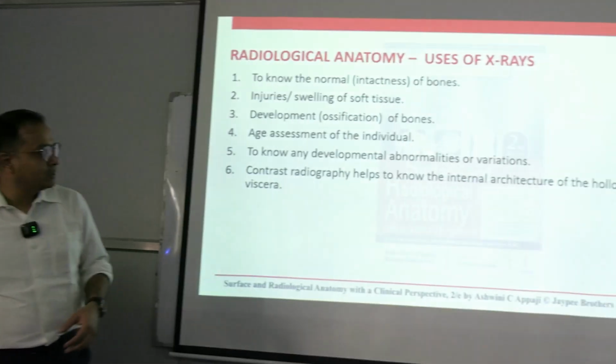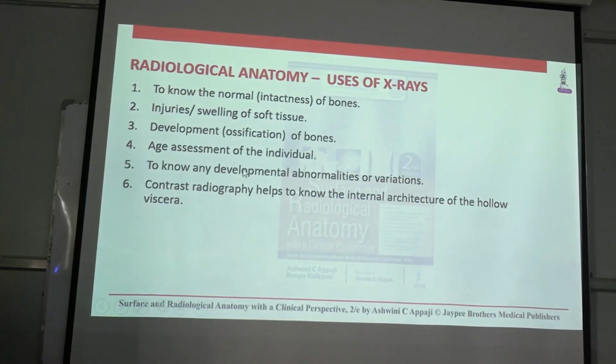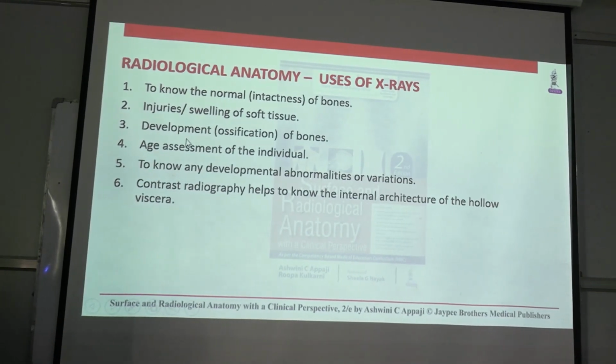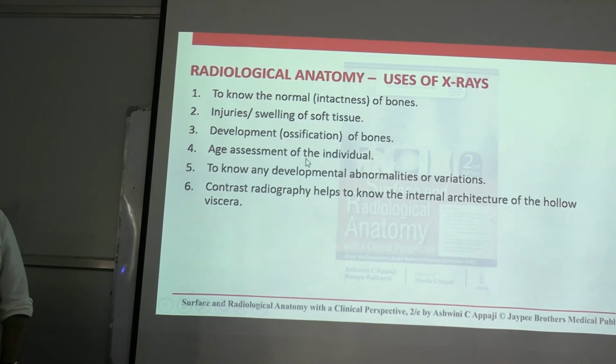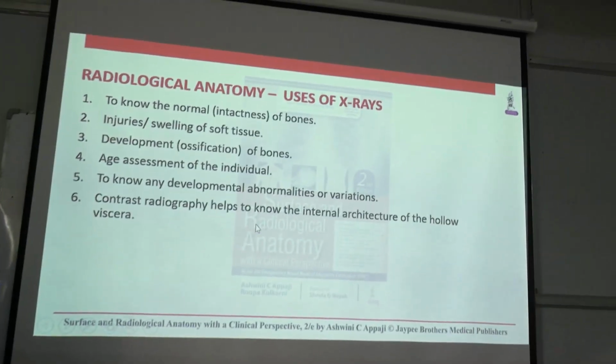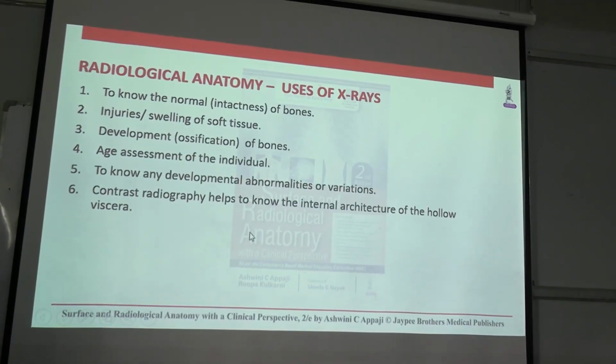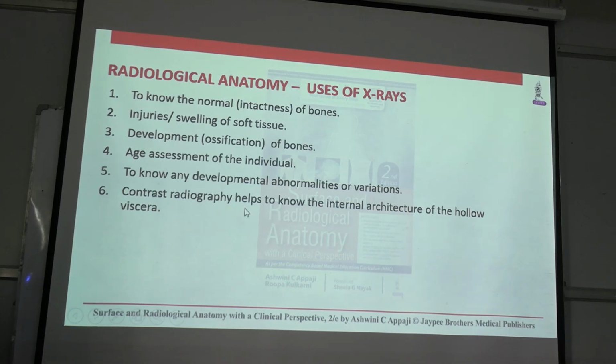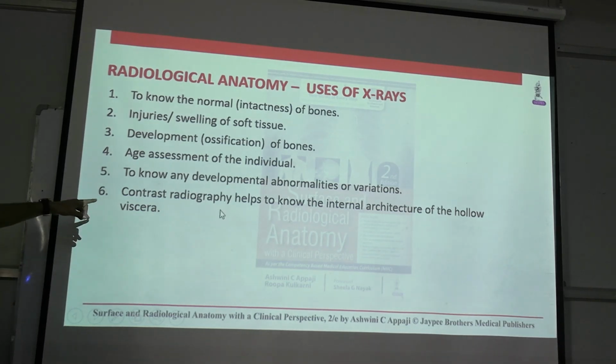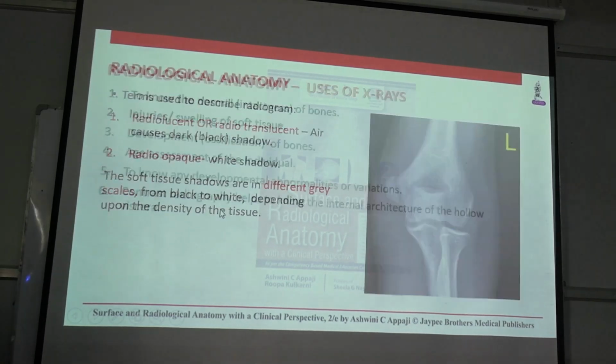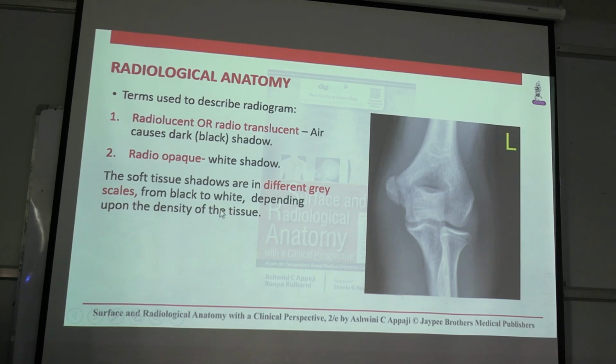So to start with, these are the uses of X-ray that we are talking about: to identify bony tissues, and for age assessments. To understand the organs or viscera inside, if you want to see them, we have to do something special, a contrast radiograph. So this is what we are seeing here, the tissues that we are talking about.